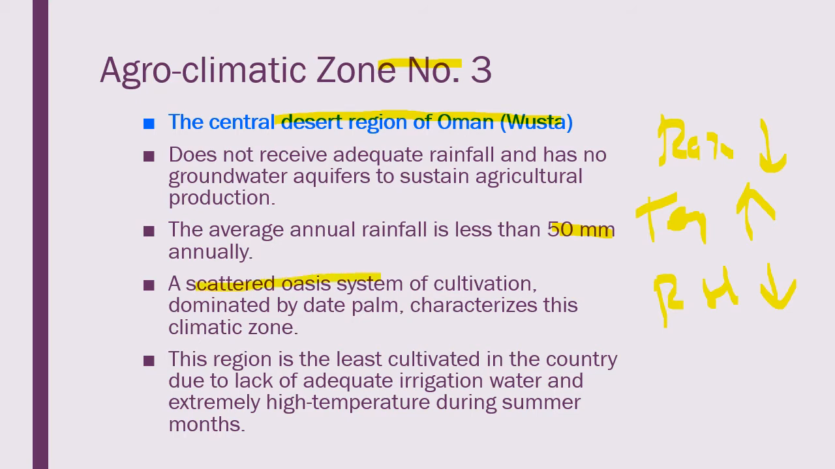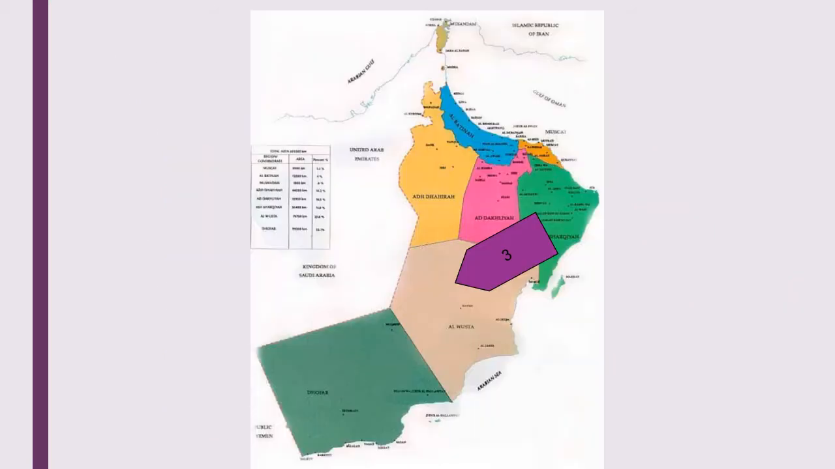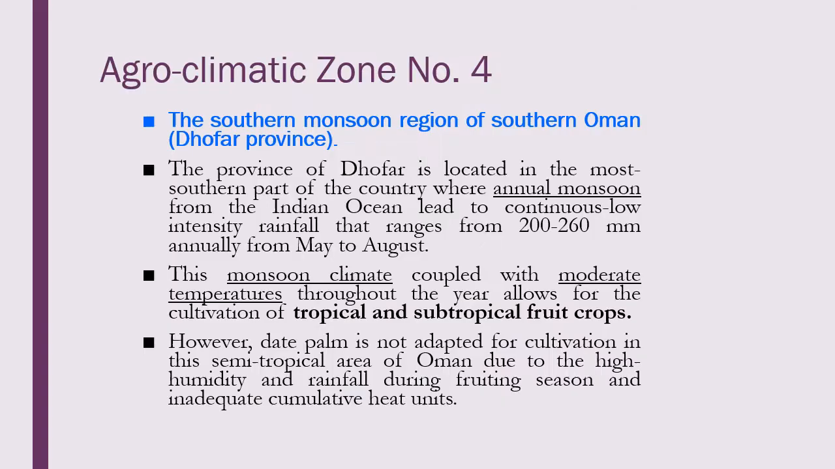It's only a scattered oasis system of date palm, mainly date palm. No other fruit crops are grown because of the high temperature during the summertime and also because of low rainfall, with no water resources for irrigation. So this is where we are talking about agroclimatic zone number 3, which is basically the desert area.